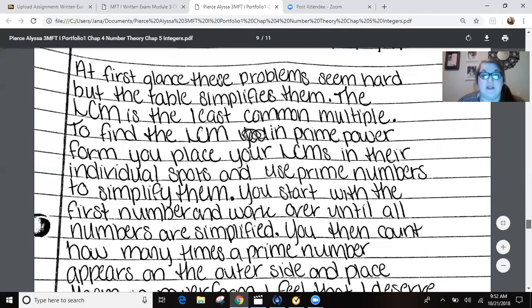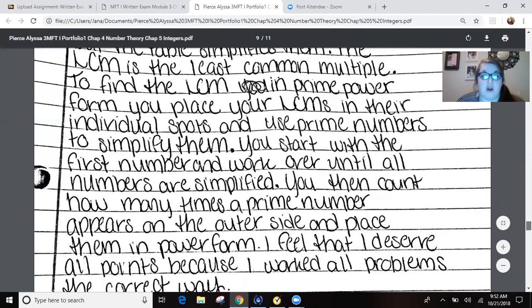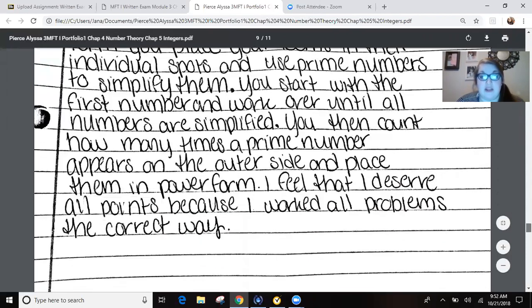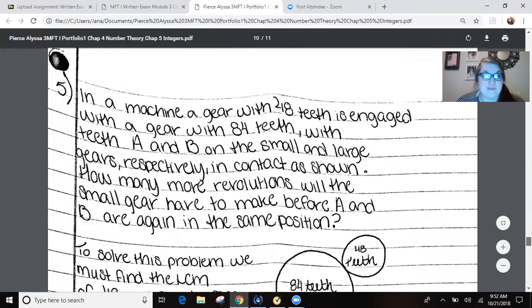The LCM is the least common multiple. To find the least common multiple in prime power form, you place your LCMs in the individual spots and use prime numbers to simplify them. You start with the first number and work over until all numbers are simplified. You then count how many times a prime number appears on the outer side and place them in power form. Okay, so I felt like that problem, I deserve all points.